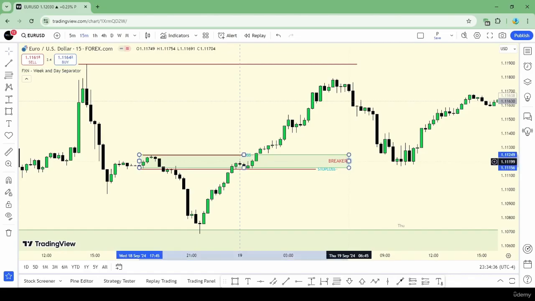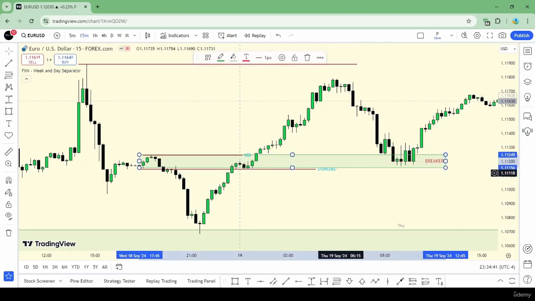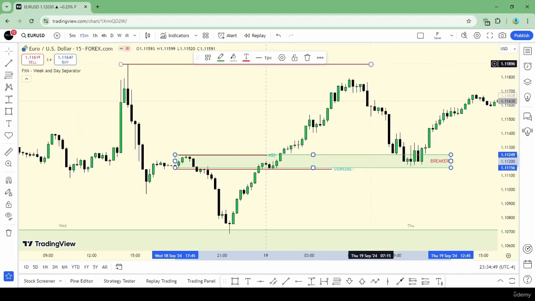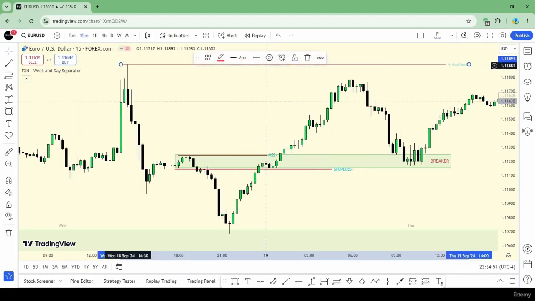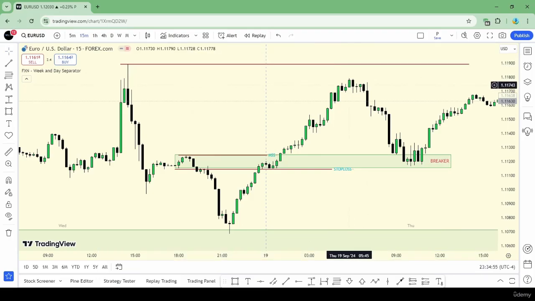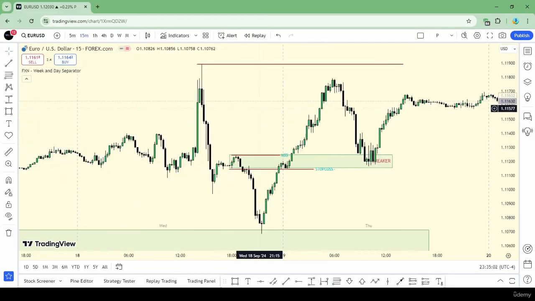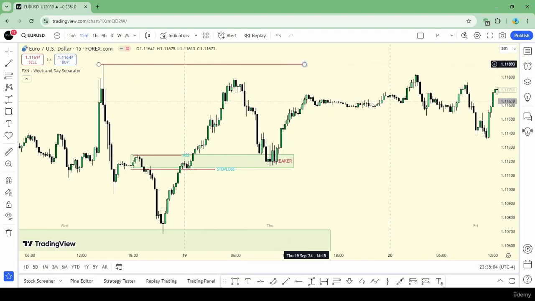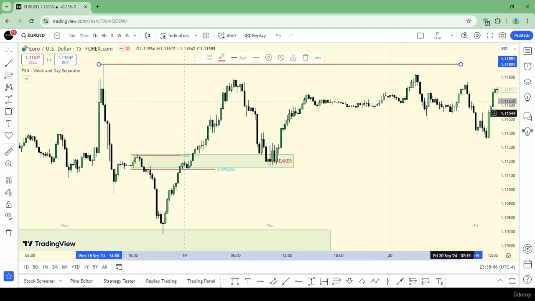So as you can see, this was 9:30, we got a retest of the breaker. And as I said, our stop loss should be here. As you can see, we did not hit it. And where we are targeting, we should be targeting this previous day's high. First this swing high, then also this previous day's high. That should be our target.